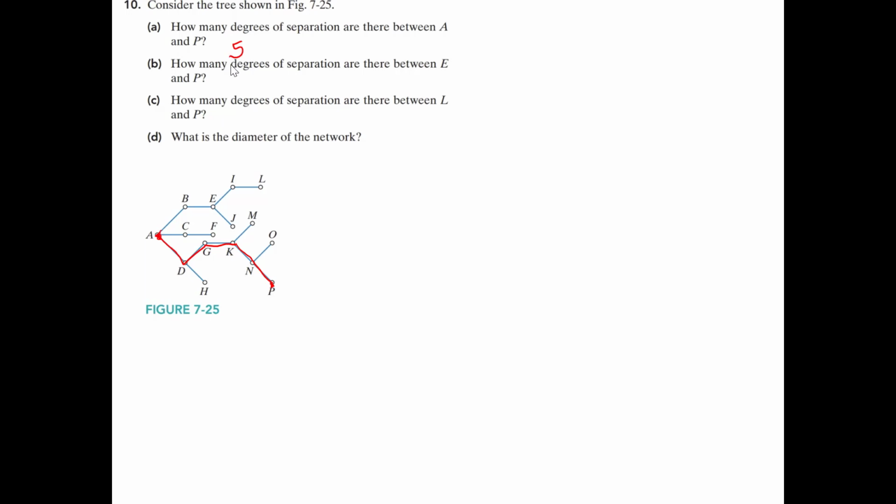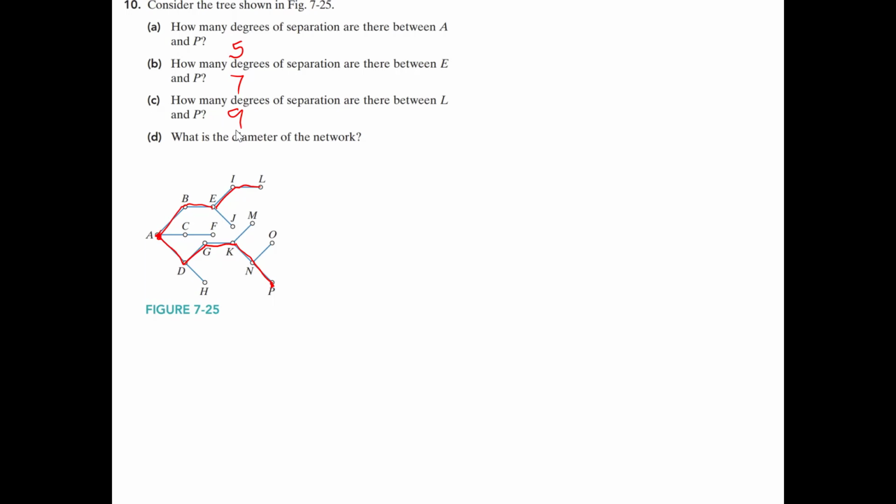How many degrees of separation are there between E and P? Well, again, only one path. So if we first get from E to A, 1, 2, and then we already know that from A to P is 5, so then that's 7. How many degrees of separation are there between L and P? And again, 1, 2, then we have the path, and we already had 7, so now we have 9.